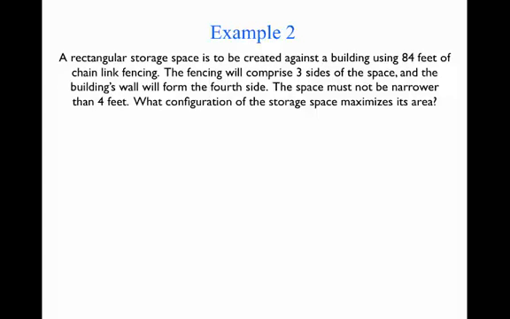All right, so let's do a new one. A rectangular storage space is created against a building using 84 feet of chain link fencing. The fencing will comprise 3 sides of the space, and the building's wall will form the 4th side. The space must not be narrower than 4 feet. What configuration of the storage space maximizes its area?